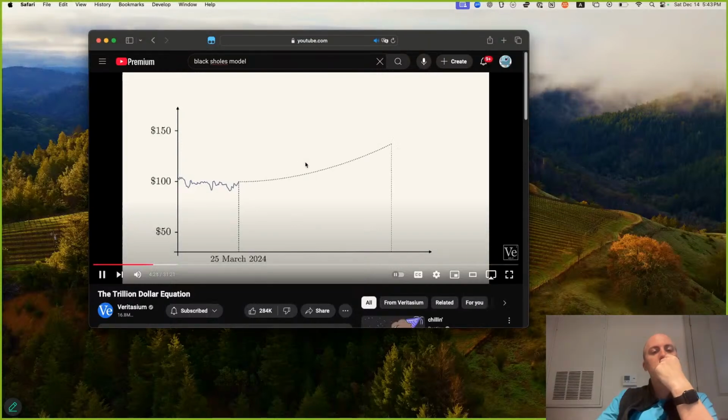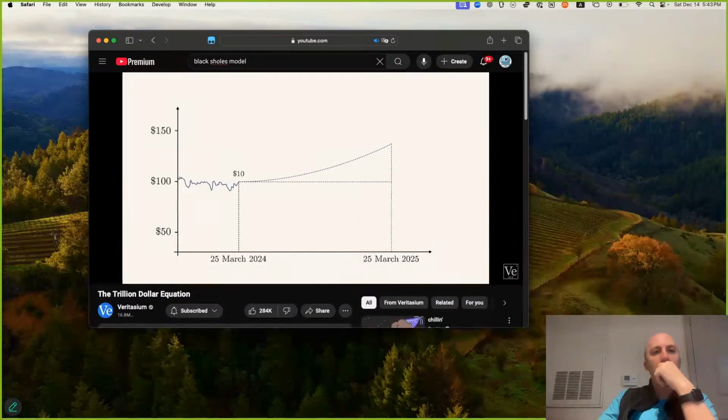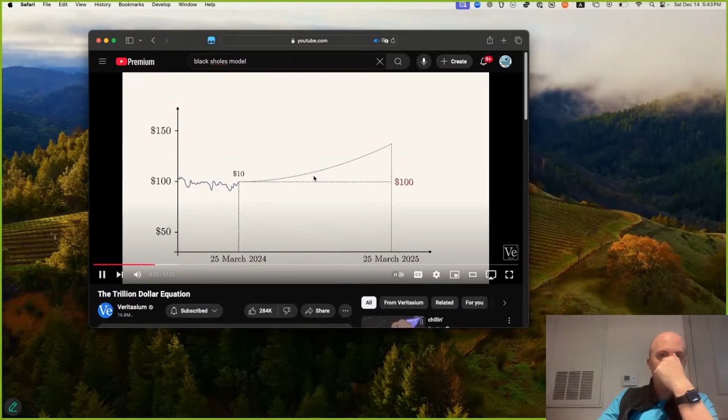You expect it to go up. You could buy a call option for $10 that gives you the right, but not the obligation, to buy Apple stock in 1 year for $100. That is the strike price. Just a little side note, American options can be exercised. Wait, what's the $10? Okay, the $10 is the little upfront cost.